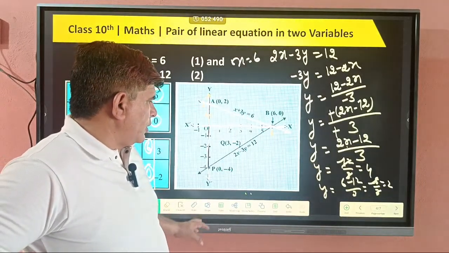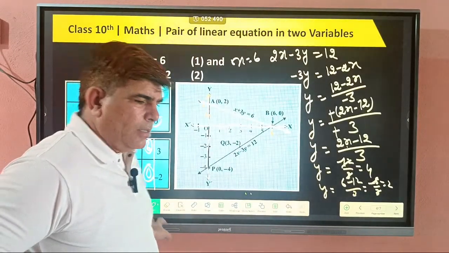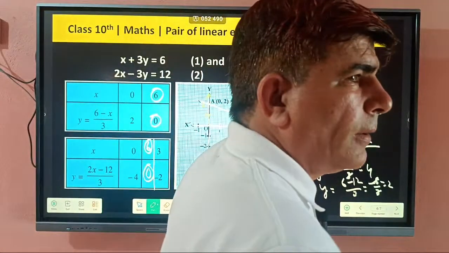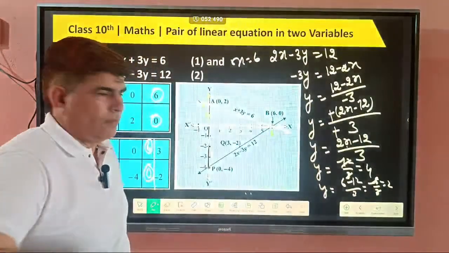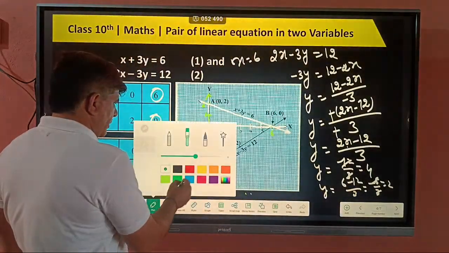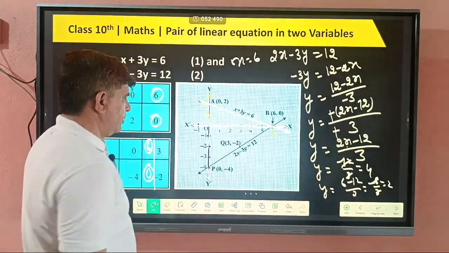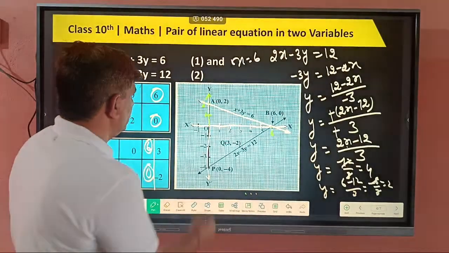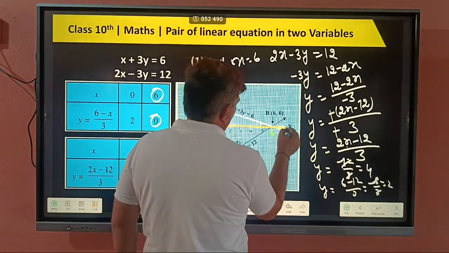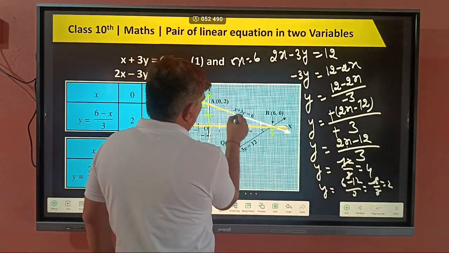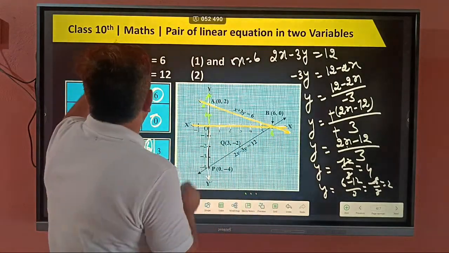So how can we solve it? I already told you this is the x-axis. This is a line. Which line? The line x plus 3y equal to 6.